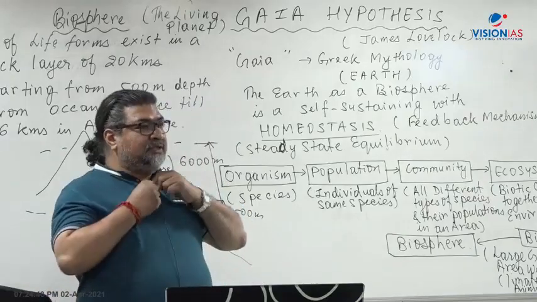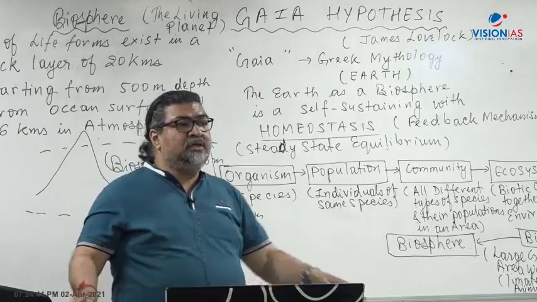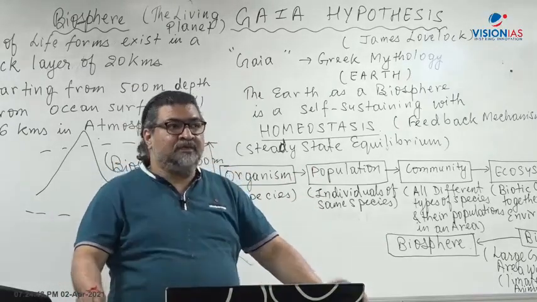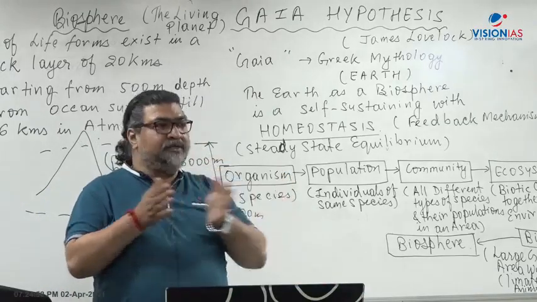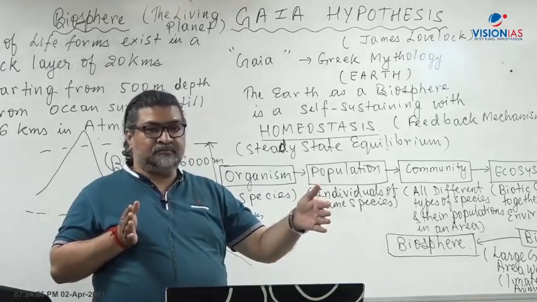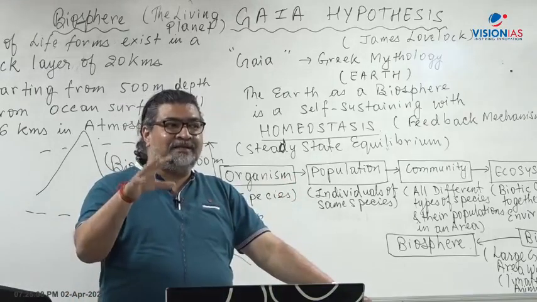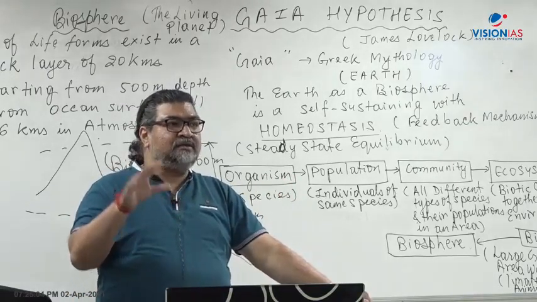There was a question. I have seen in the response chat also, one student, Rashi Garg, has asked what that 20 kilometer thickness is. See, when you talk of thickness here, I am not talking in terms of vertical, I am talking in terms of width, the width part of it. It is basically the life forms which exist, whether in the ocean or elsewhere. So there I referred to that.